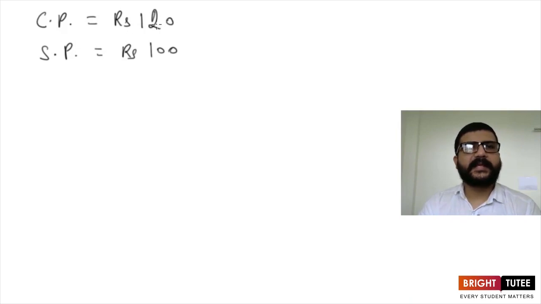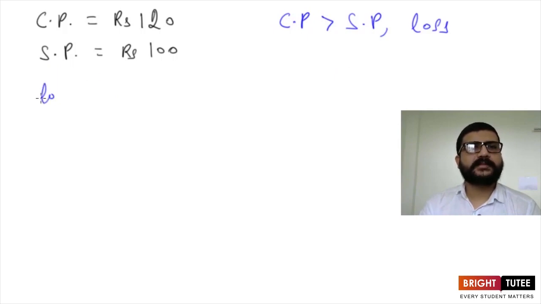Now for example, we bought an item of rupees 120, that is the cost price is rupees 120, and we sold it at rupees 100. So that means selling price is 100. So here as we can see, CP is greater than SP, that is the cost price is greater than the selling price here in this case. So we can write like this, CP is greater than selling price, and in this case we know it is a case of loss.